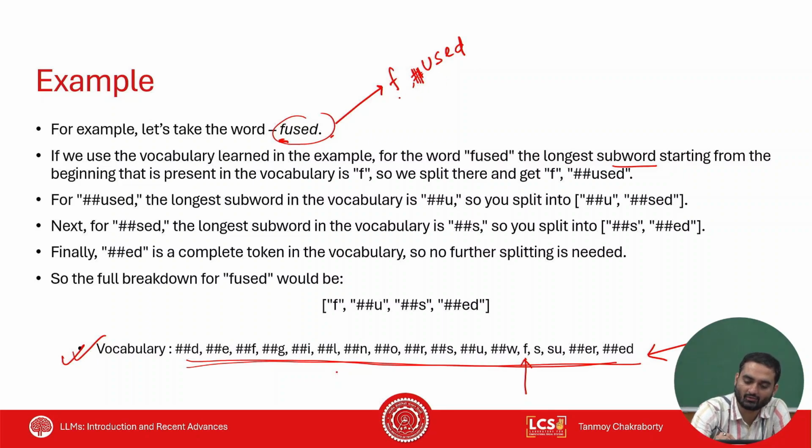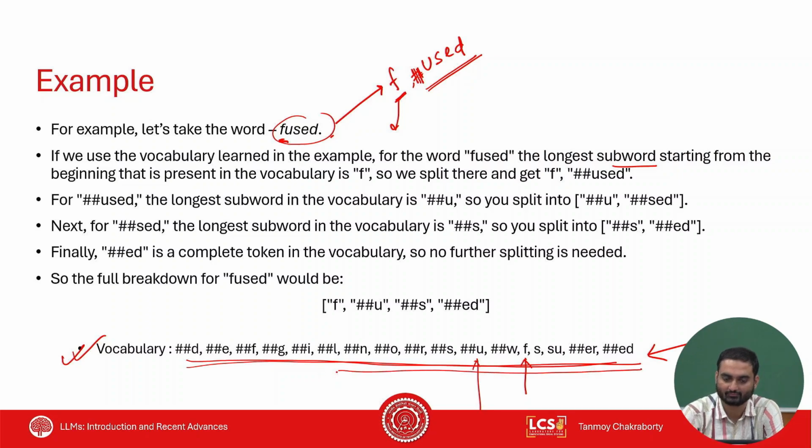Now I know that "if" is the longest one that is possible, so I keep it aside. Let's look at the remaining part. Can we split this further? What is the longest sequence here? Of course "##u" is present. What about "##us"? That is not present. So the longest subword is "##u", and the remaining part will be separated.